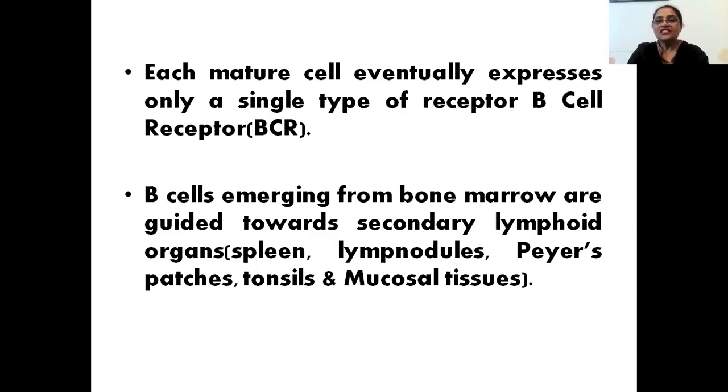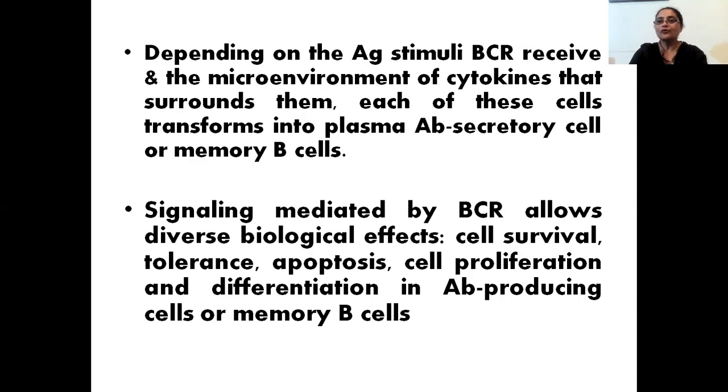And these B cells emerging from bone marrow, after having these receptors, will be guided towards secondary lymphoid organs. What are these secondary lymphoid organs? These are the spleen, lymph nodules, Peyer's patches, tonsils, and mucosal tissues. So these B cells having B cell receptors will be transferred to the secondary lymphoid organs that I have mentioned.